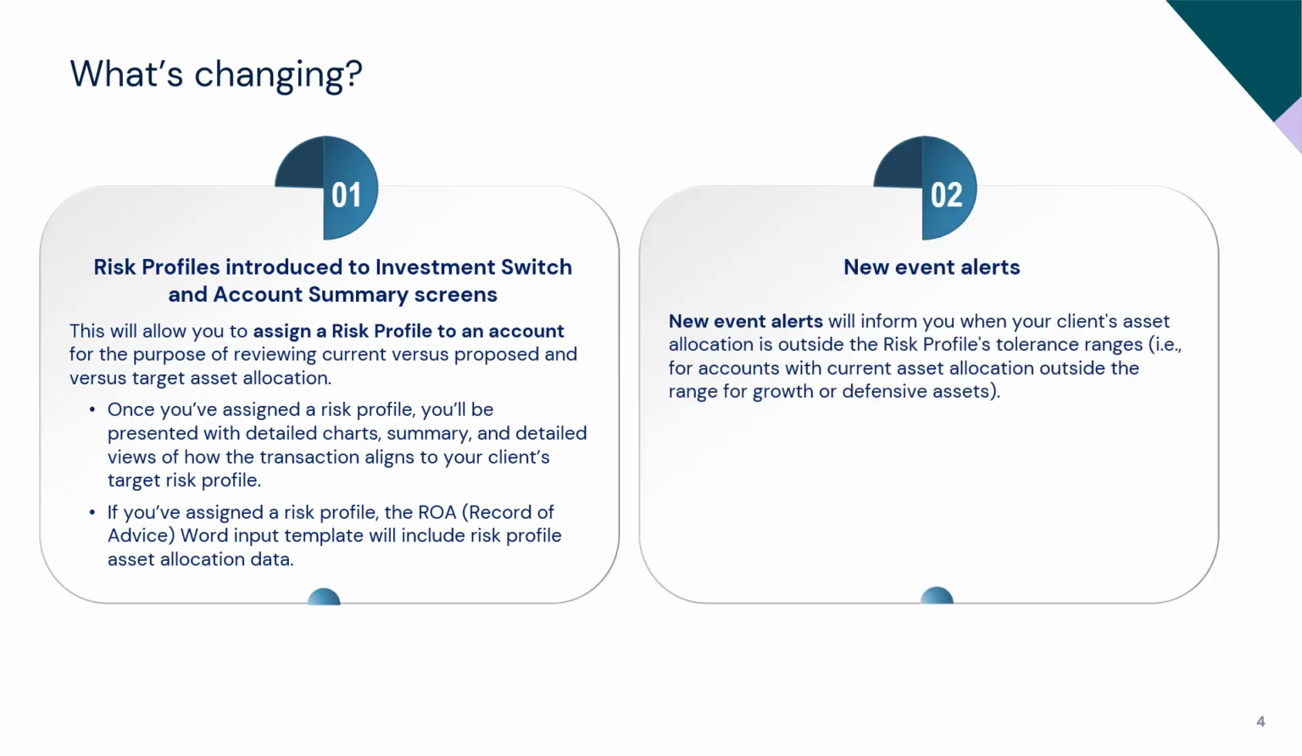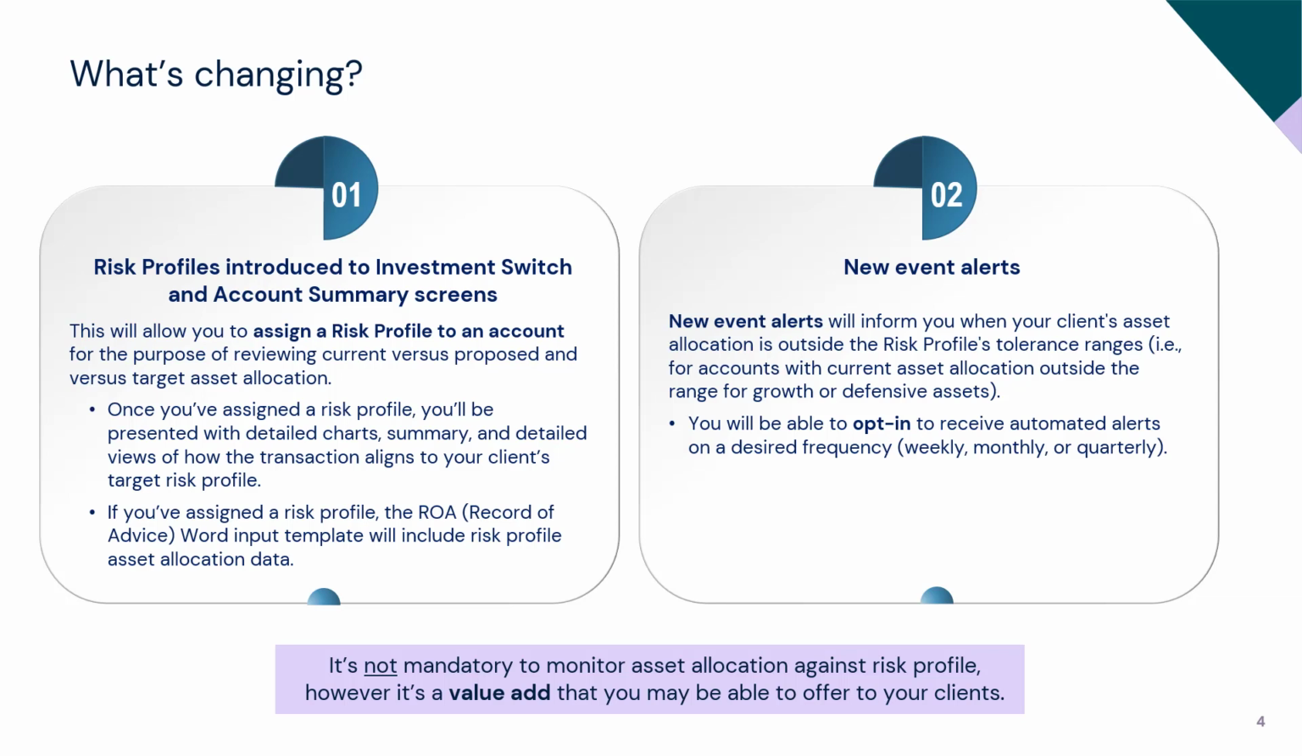New event alerts will inform you when your client's asset allocation is outside the risk profile's tolerance ranges, such as for accounts with asset allocation outside the range for growth or defensive assets. You will be able to opt in to receive automated alerts on a desired frequency, such as weekly, monthly, or quarterly. It's not mandatory to monitor asset allocation against risk profile. However, it's a value add that you may be able to offer your clients.